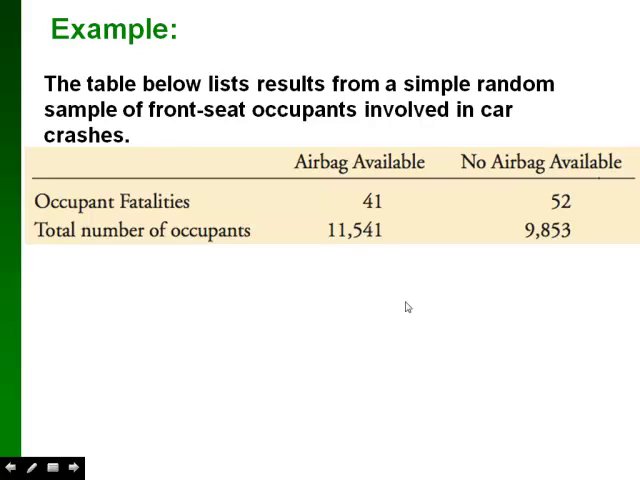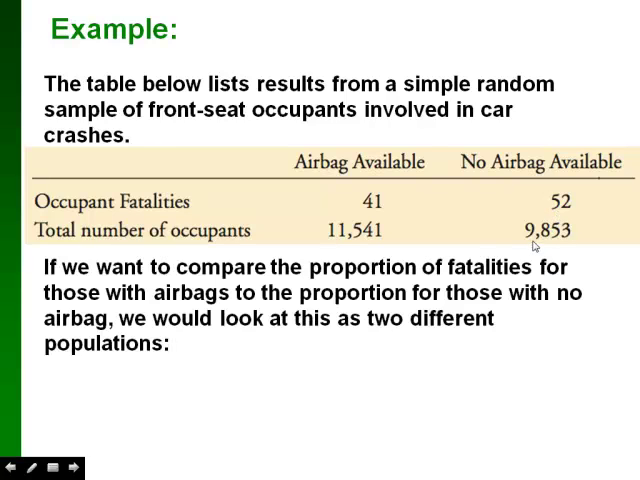So here's an example. In this one, we have results from car crashes. We have fatalities, whether or not there was an airbag available. So where there was an airbag available, there were only 41 fatalities out of this many total crashes, or this many total occupants, I should say. And in this one, where there was no airbag, there were this many fatalities out of this many total occupants. So if we want to compare the proportions of fatalities for those in cars with airbags to the proportion for those with no airbags, we'd have to look at this as two different populations.